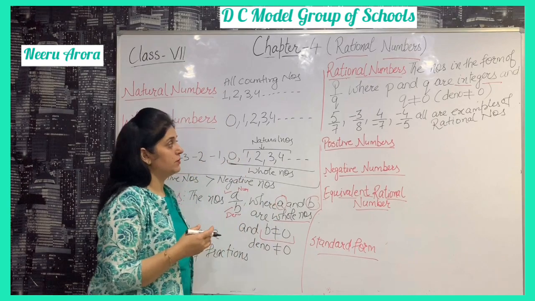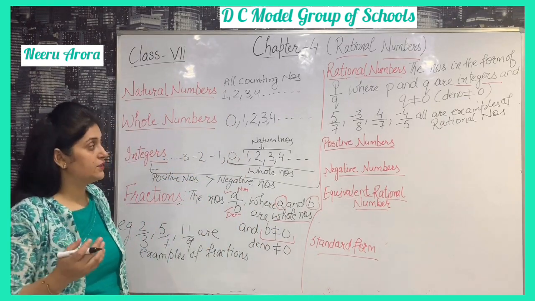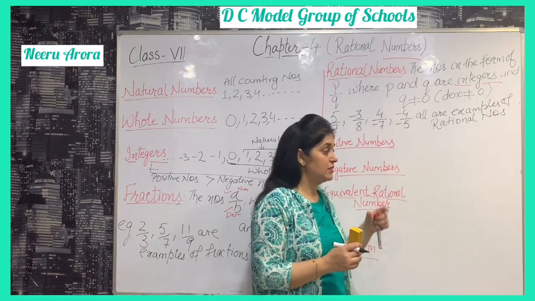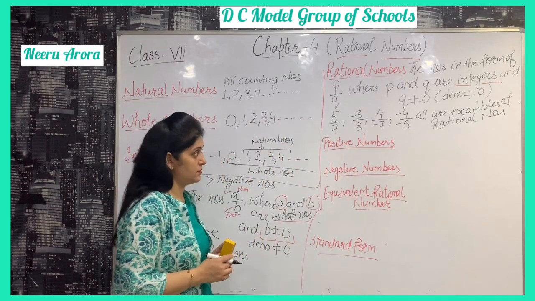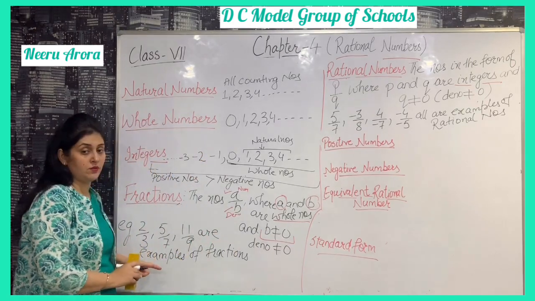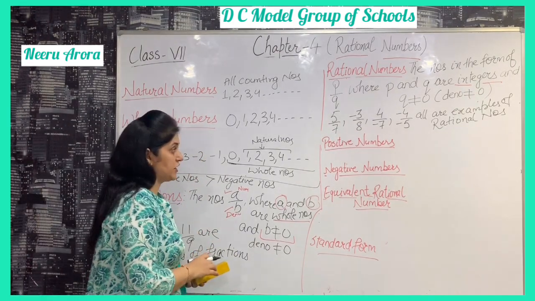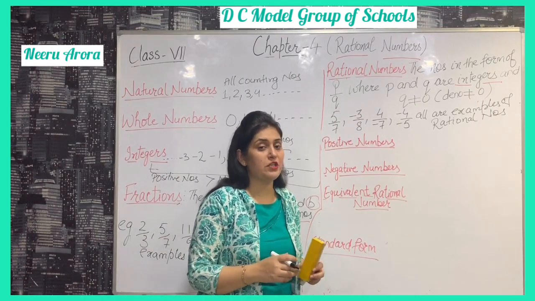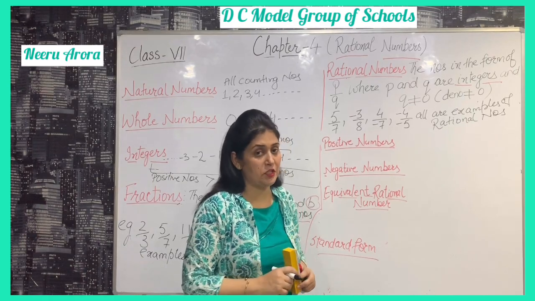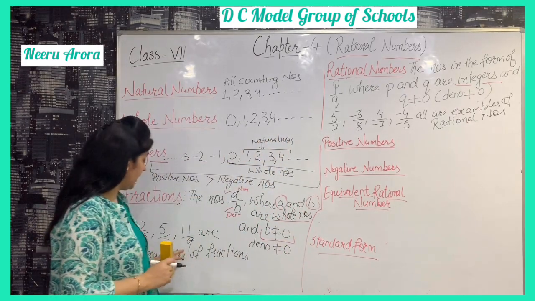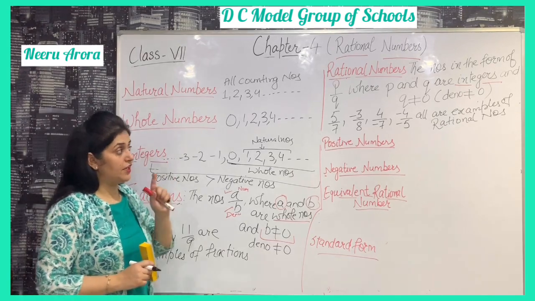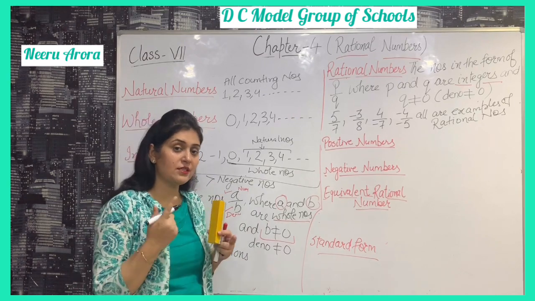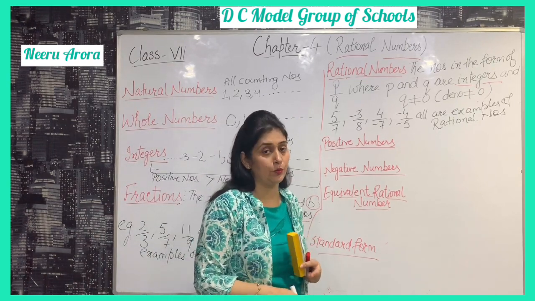In rational numbers, all positive and negative numbers are included. But in fractions, only positive numbers are. We can say all fractions are rational numbers, but the converse is not true. All rational numbers cannot be fractions, because in fractions we have only positive numbers, while in rational numbers we have both positive and negative. So all fractions are rational, but the converse is not true.